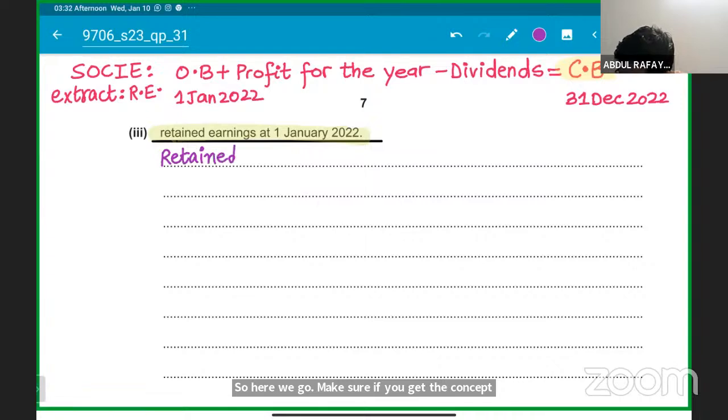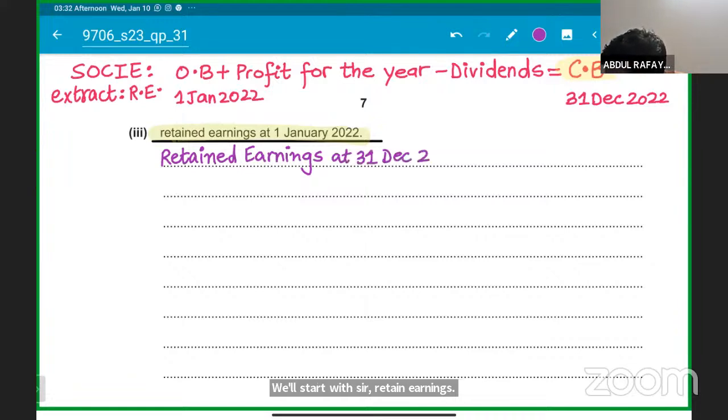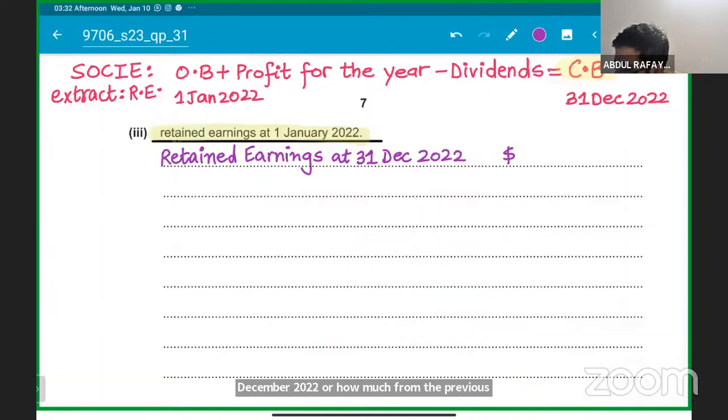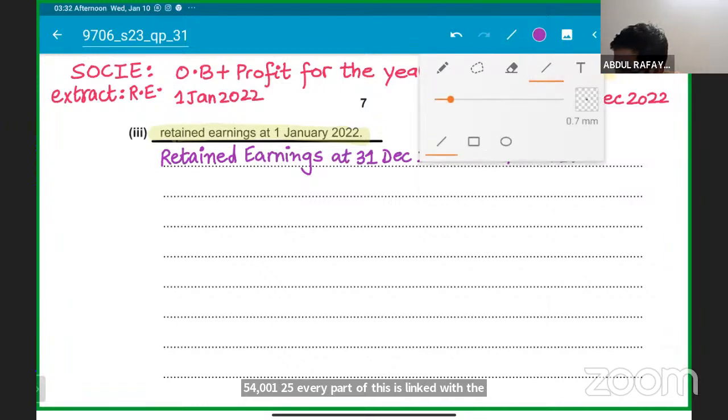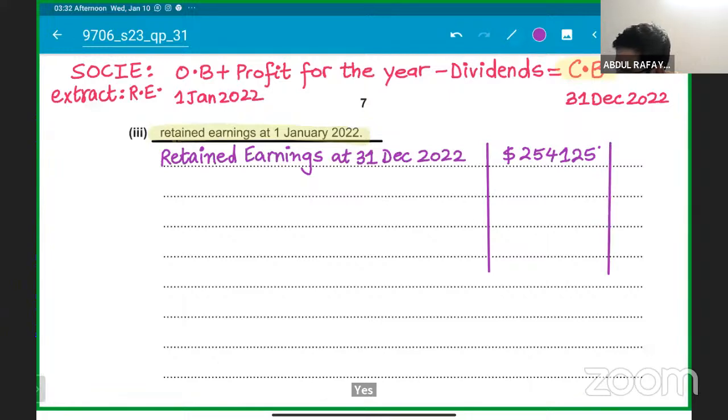So we'll start with retained earnings at 31st December 2022, which is from the previous part, that is 254,125. Every part of this is linked with the previous part. So if you got that wrong, which means you are losing marks. Okay, students, everyone following? Any questions? So this is what we have to find in the dollar column.